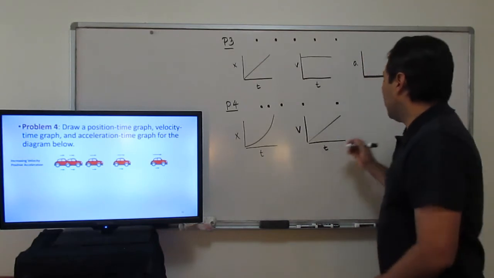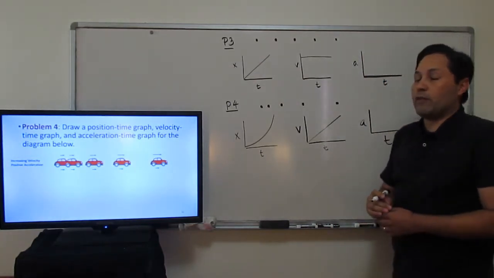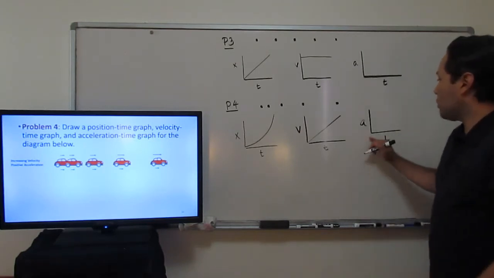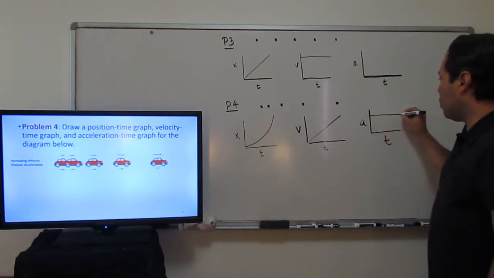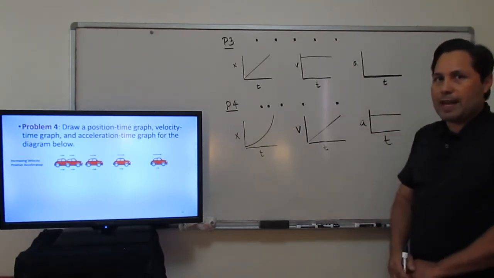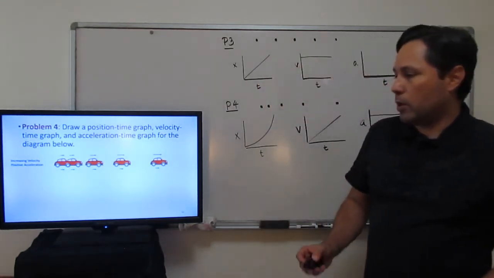Finally, the acceleration time graph. For that one, we're going to assume we have constant acceleration. So it has to be a number bigger than 0 because we are accelerating, but it is constant acceleration, so we're going to leave it flat. All right, let's move along to the next problem.